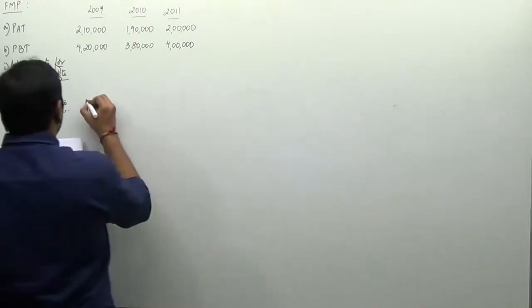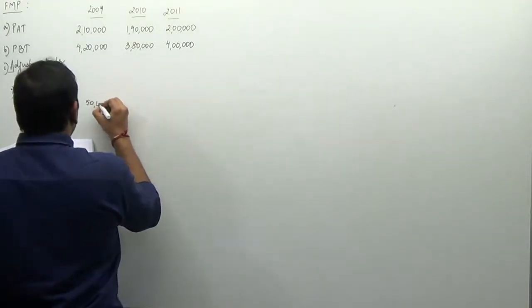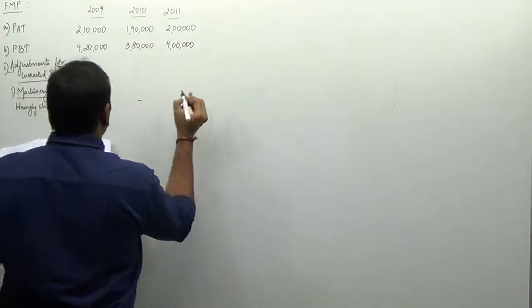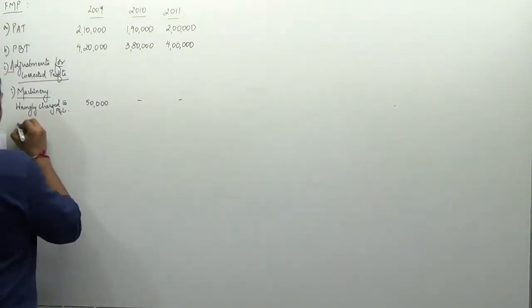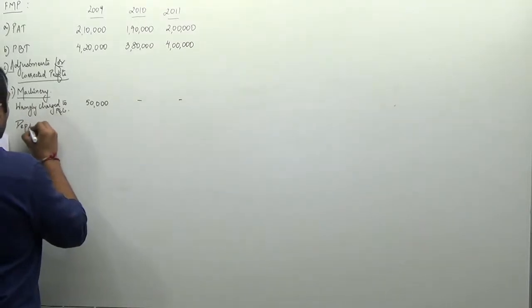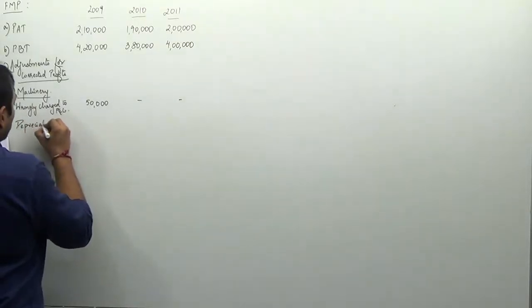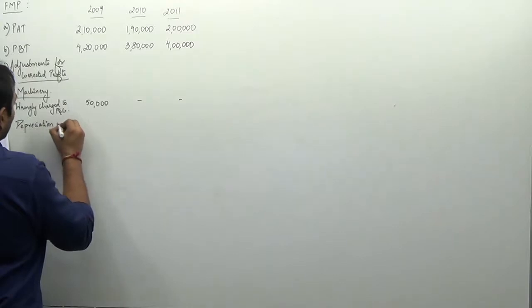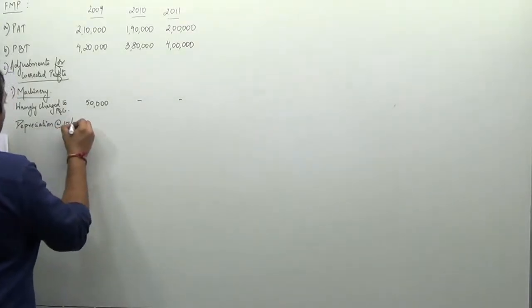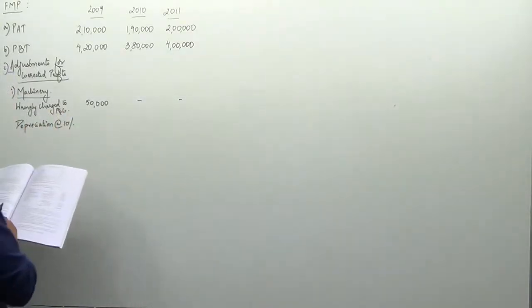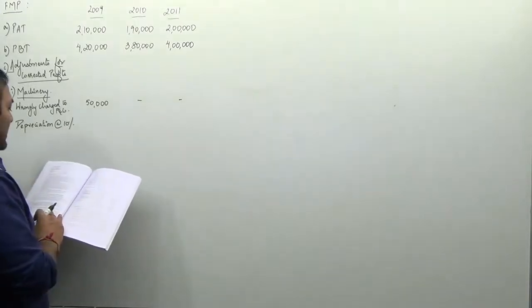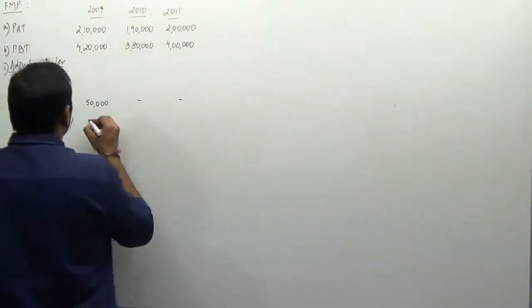Which year was wrongly charged to P&L? 2009. So I'll add back 50,000 rupees of profit. From thereafter, I need to take the depreciation impact. Depreciation at the rate of 10% WDV. Last line, depreciation on machinery is 10% on reducing balance.